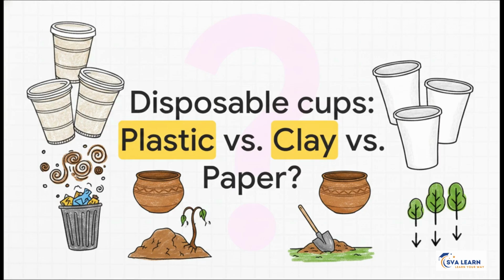But wait, making millions of clay cups every single day requires digging up vast amounts of fertile topsoil, literally destroying our agricultural land in the process. The environmental cost was just too high. So the shift was finally made to disposable paper cups. It's a brilliant exercise in critical thinking, guys. It shows us that managing our environment requires weighing the hidden costs of every single choice we make.